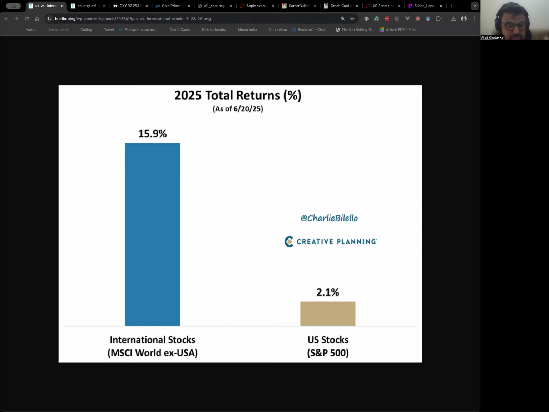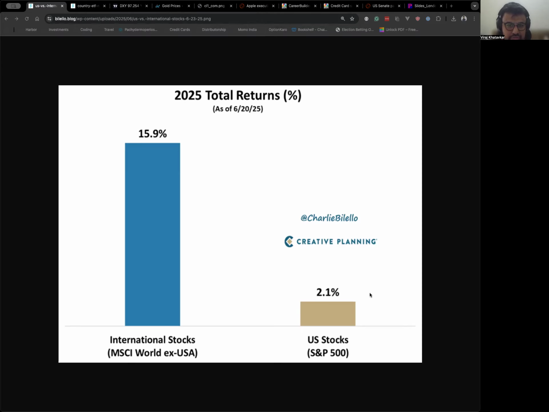Typically, US has been the outperformer for most of this last decade and more, like around 15-ish years. But this year, at least this 2025 calendar year, returns look quite a bit different. This chart is basically international stocks, which is all the international stocks, MSCI World Index, without the US stocks. For the calendar year 2025, the return is 15.9% in USD.